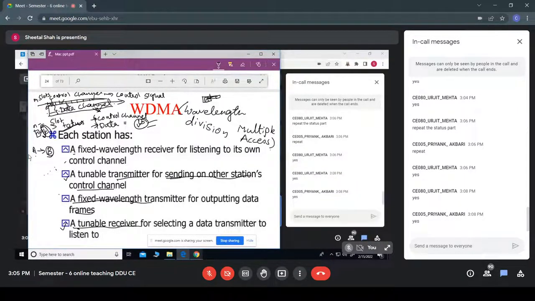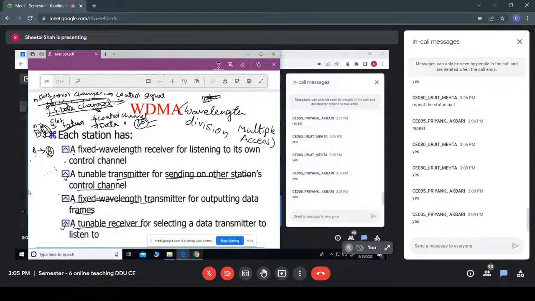Shall I repeat it once again? It's a bit confusing, like which is the variable and which is tunable and which is of fixed length. Shall I repeat it once again?